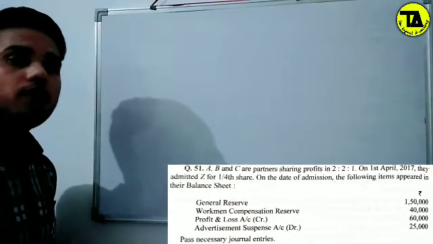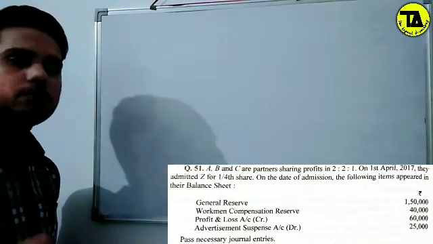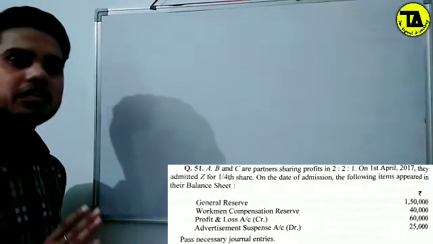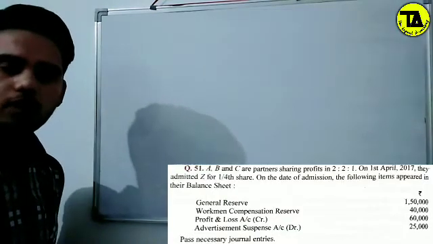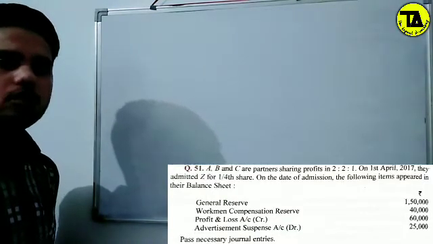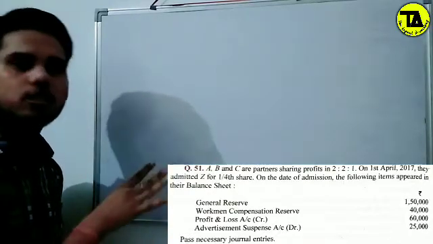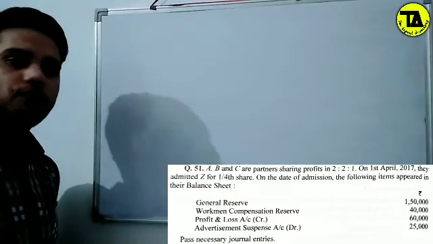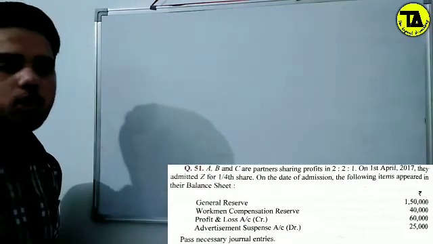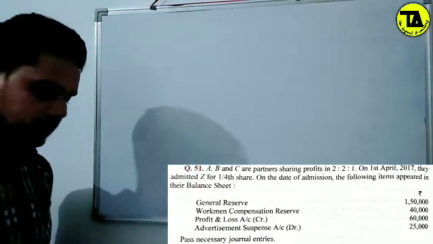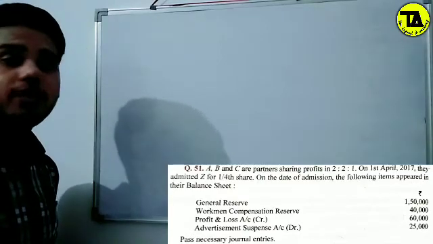Next is workman compensation reserve. See here, workman compensation reserve is a specific reserve, and we haven't studied the treatment of workman compensation reserve yet. So we will not solve it in today's question. We will see that when we understand the concept of a specific reserve. Next is profit and loss account.